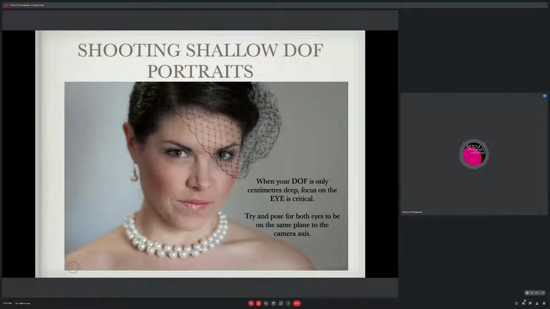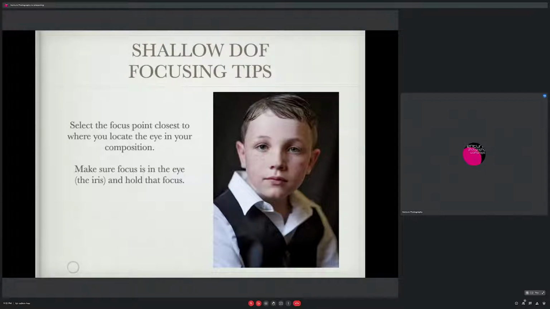If you do shoot very, very shallow depths of field, then focusing on the eyes is critical. So what I try to do basically is I try to get them posed in such a way that both eyes are on the same plane as the camera axis, so that at least both eyes are sharp in that regard. If you use a mirrorless camera these days, most of them, if not all of them, now have eye detect. So use them. Use the eye detect when you're shooting for very shallow depths of field, because that means that you're never going to not focus on the eyes.